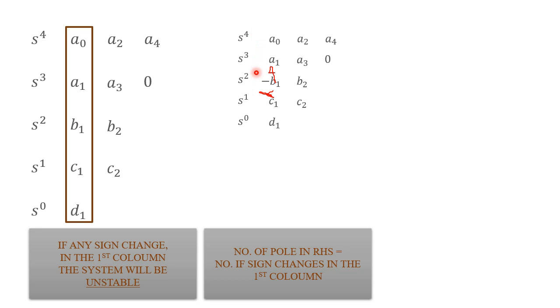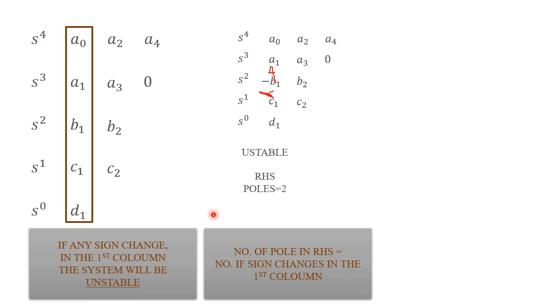So the system here is unstable, but the number of poles on the right half is equal to the number of sign changes. So the number of sign changes is 2. 1 here and 1 here, 2. So the system will be unstable and the poles residing on the right half will be equal to the number of sign changes. So it will be equal to 2. RHS poles, I'm writing it in short, RHS poles will be equal to 2.